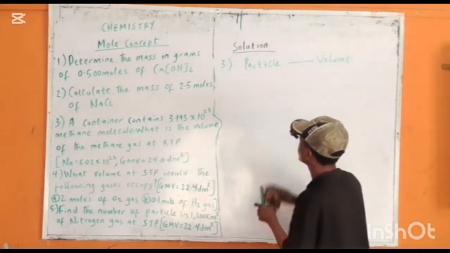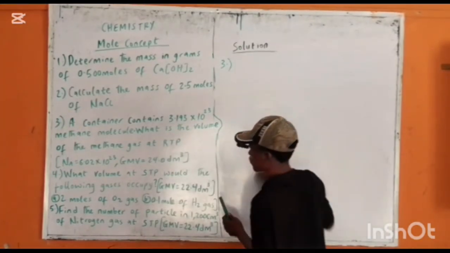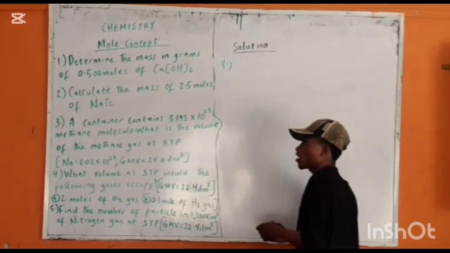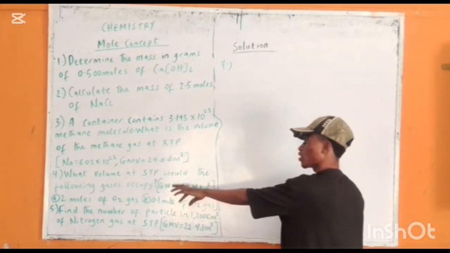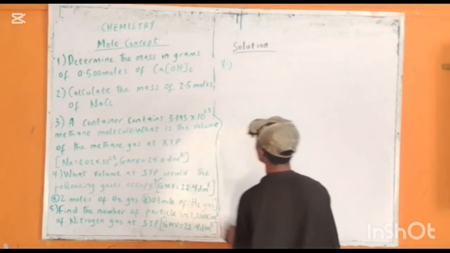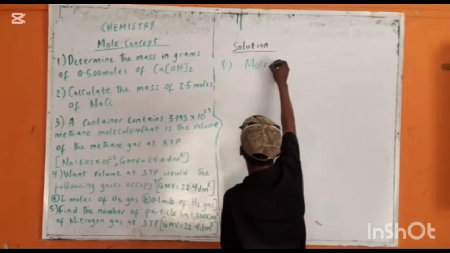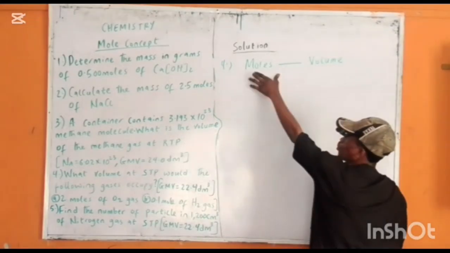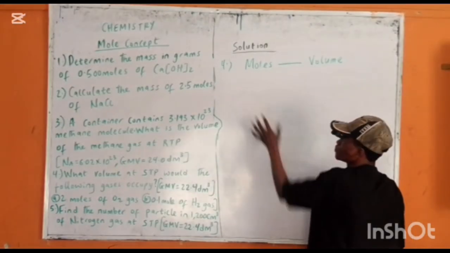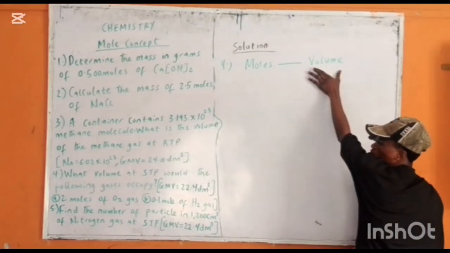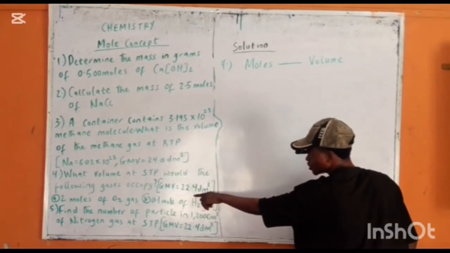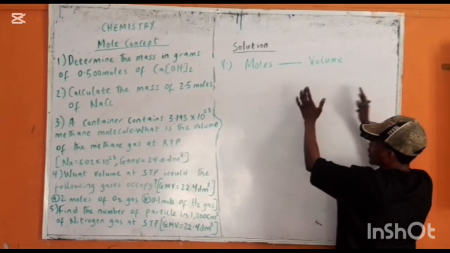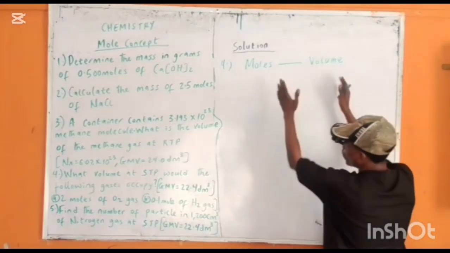For number 4 now, I'm having what? Moles and volume. So I'm having moles here. I'm having volume here. So what did I do? My 1 mole, I put it here as just 1 mole. But my 1 mole here for volume is what? 22.4 dm cube. So I put my 1 mole here, my 1 mole here also for volume, and now applied my question. That's for number 4.